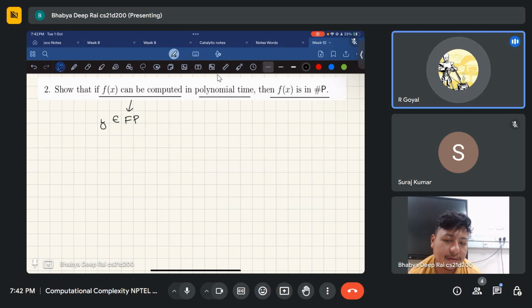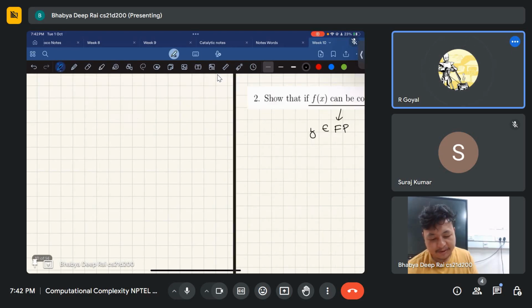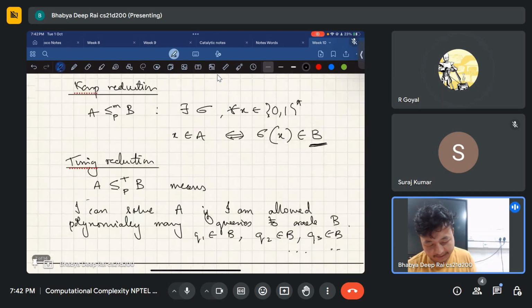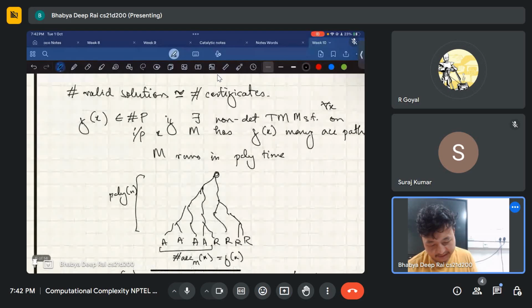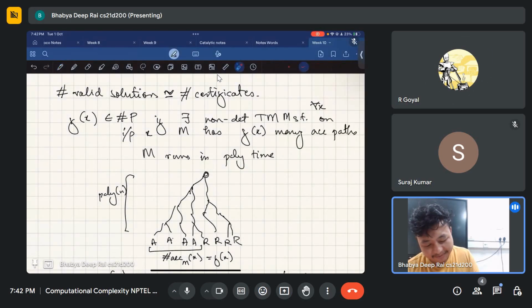So then, what is the definition of sharp P? I mean, which you wrote in the beginning of the session. Sure, I'll come back to that. f(x) is in sharp P if there exists a non-deterministic Turing machine M such that for all inputs x, M has f(x) many accepting paths.